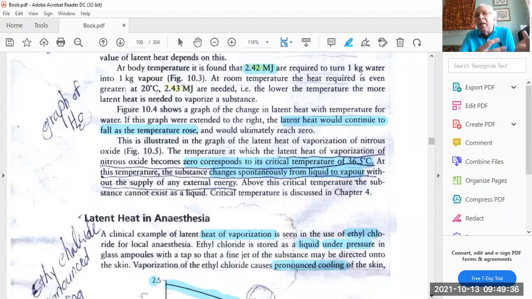Of course, as we know, the critical temperature of nitrous oxide is 36.5. What does it mean? It means that at 36.5 degrees, this liquid nitrous oxide spontaneously transfers to vapor without any need of heat. So how much latent heat is required for nitrous oxide to shift from liquid to vapor at 36.5? Of course, it would be 0, simply speaking.